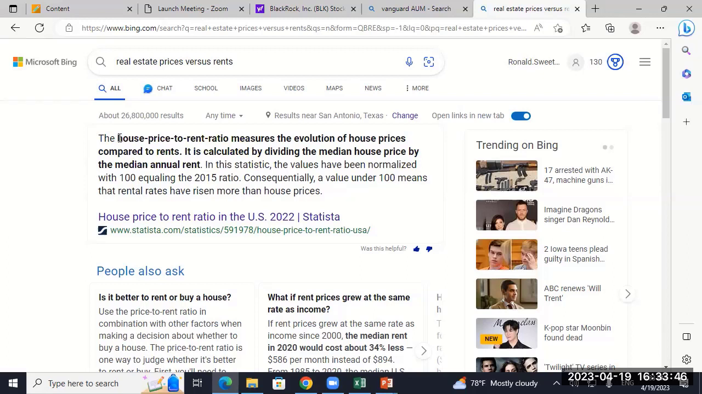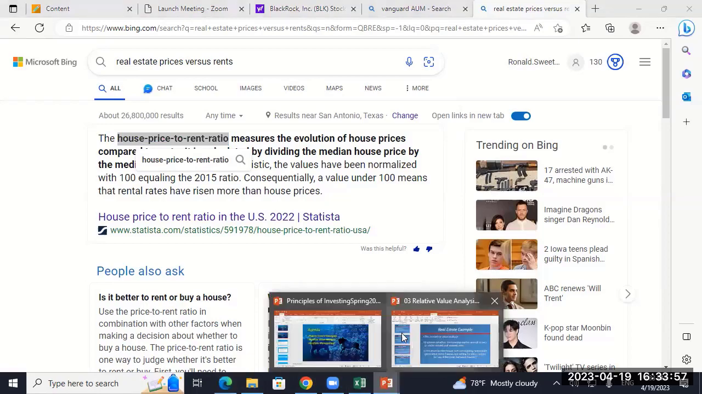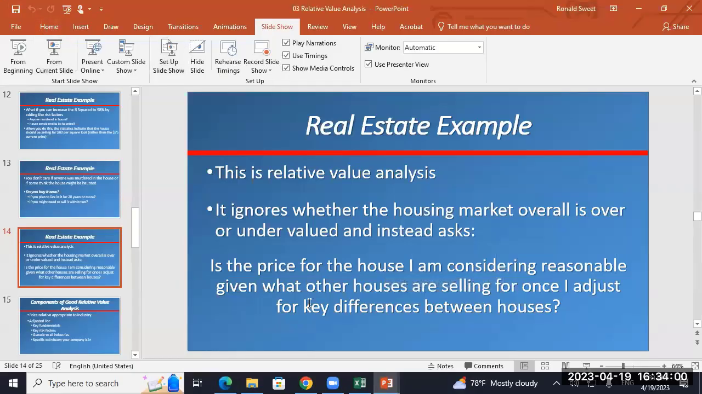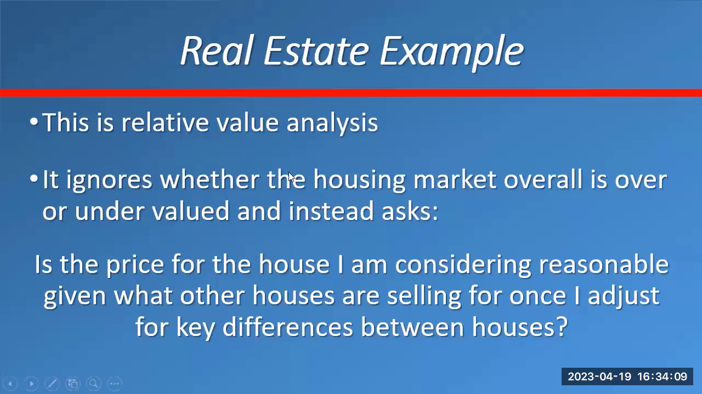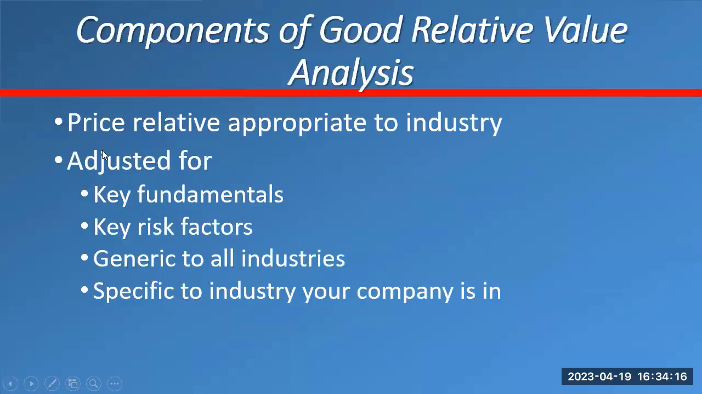But that is somewhat of a relative value type of measure, because rents are kind of fixed accounting numbers. So we do this a lot in finance. It's a very, very helpful way to try to figure out what's going on with markets. You can use it to look at the entire market overall, but right now we're focused on this individual house. Is it overpriced or underpriced? So that's what a price relative is.